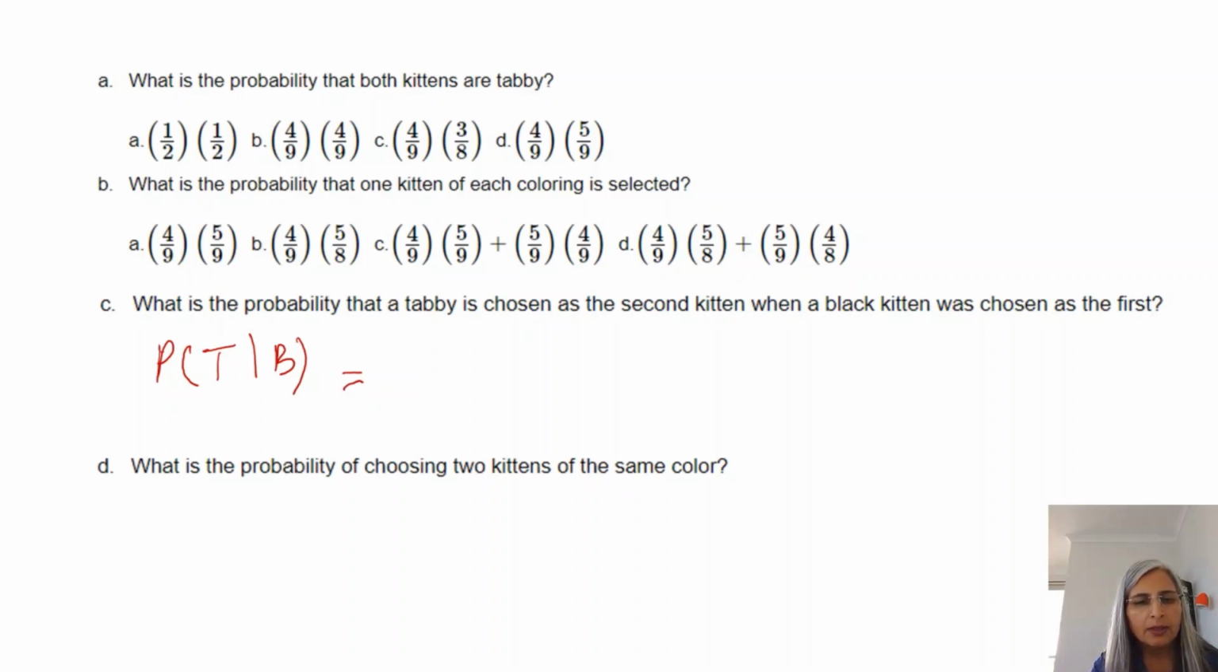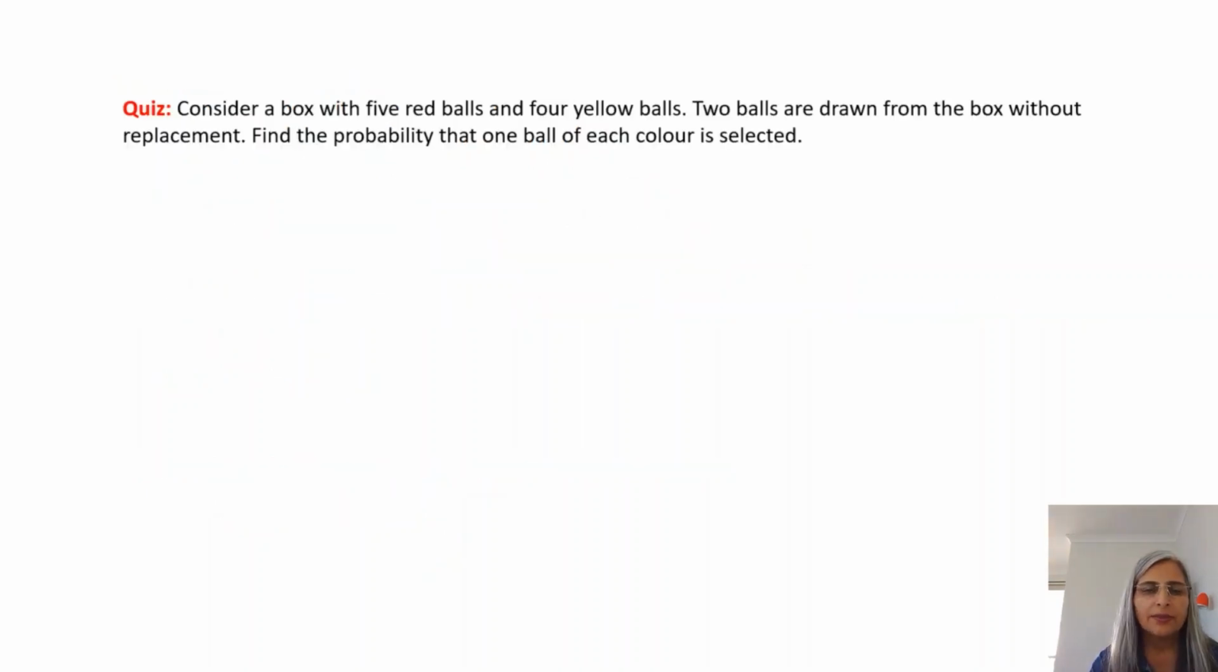In part D, we find the probability of choosing 2 kittens of the same color. This means that you have to find the combination where the 2 kittens have the same color, and it is not rocket science. It is simply the probability of having either a black kitten both times or a tabby kitten both times, because you have to have the same color. Then you apply the basic formula of representing the OR choice in statistics, and I'm sure you remember that. Please go ahead.